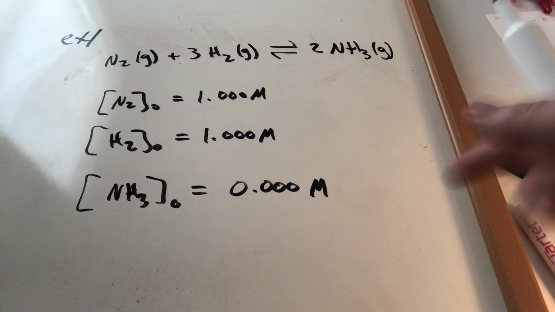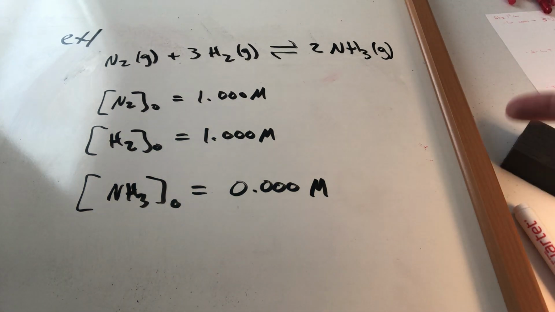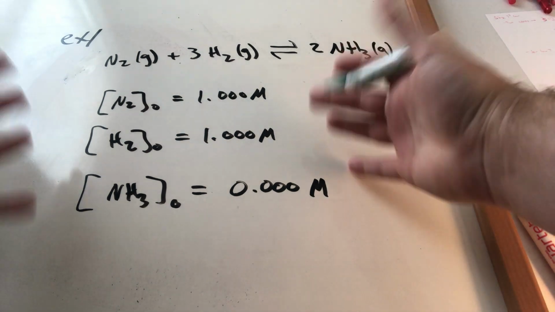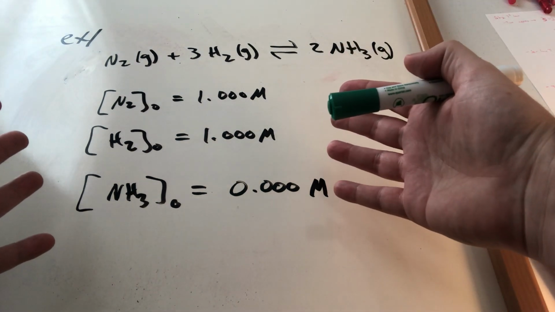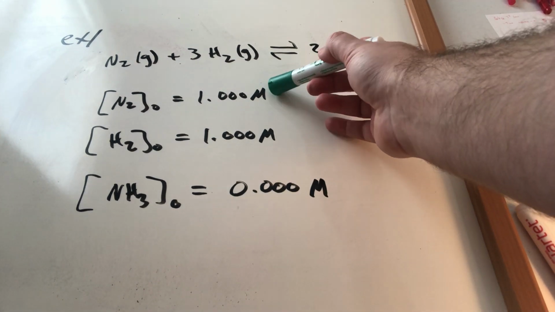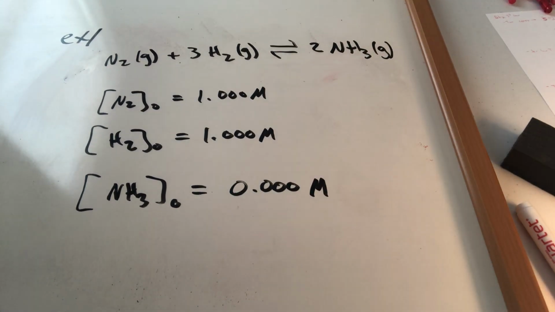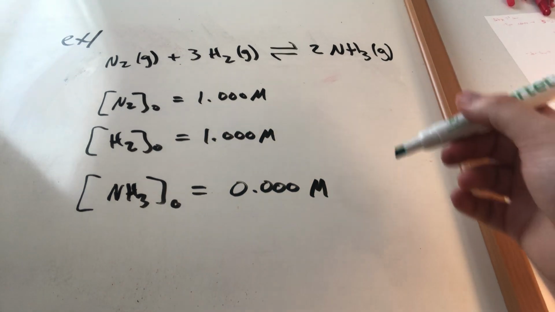But now, what I want to be able to do is predict, based off a K and a Q, what's going to happen as this reaction progresses. So if I set this up in a reaction flask, do I expect there to be more N2 after some time, more H2 or less H2? What's going to happen with NH3? We know how to answer that question now.